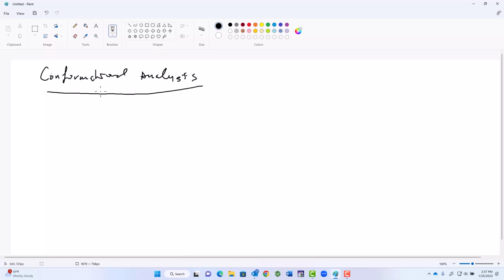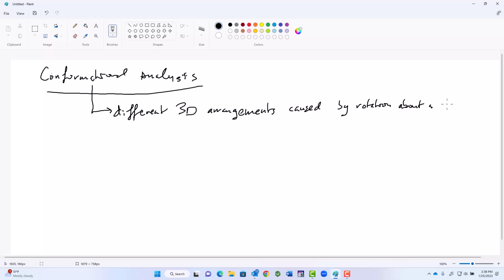So to describe conformational analysis, we first have to describe what a conformation is, or a conformer. Conformations are different 3D arrangements caused by rotation about a single bond. So basically all a conformation, or a series of conformations, is, is rotation about a single bond such that we get different 3D arrangements in space.